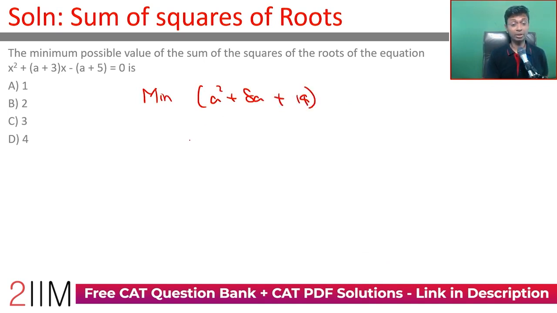The best way to do it would be the completion of squares. A square plus 8a plus what would make this a square? Something of the form (a plus k) the whole square. A square plus 8a plus 16 will work. This is a square plus 2ak plus k square. So it should be 4.